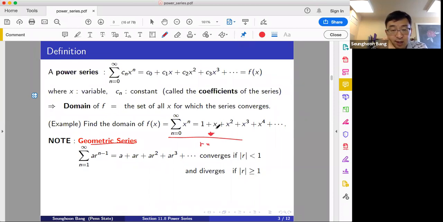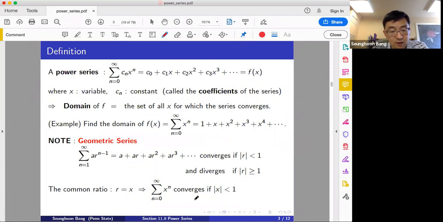It is x. Yes, because how can you find the x here? 1 times x is x. How can you find the x squared? Same, times x is x squared. Then x squared times x is x cubed, and so on. Yes, x is the common ratio. So this is convergent if the absolute value of the common ratio is less than 1, which is the same as x being between minus 1 and 1. So we have this result.